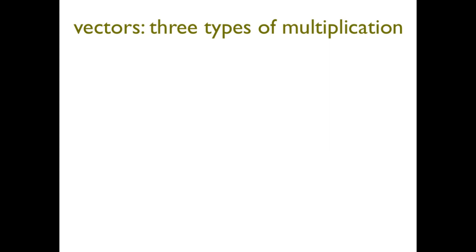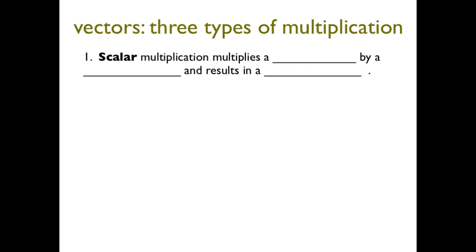So that leads us to, let's talk about vectors. We've talked about two kinds of multiplication with vectors. The first kind was scalar multiplication, and that multiplied a what by a what, resulting in a what? You should know this. It multiplies a scalar by a vector and results in what kind of thing? Another vector. And what's the meaning of that resulting vector that you get?